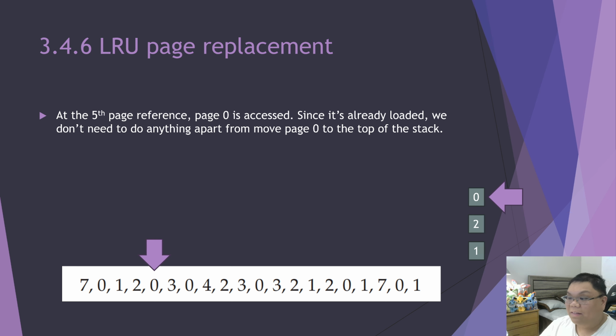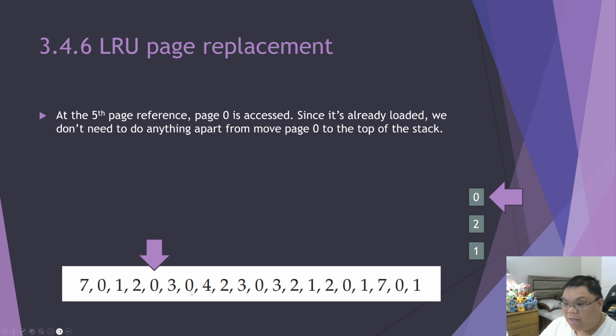That's it. And now we have updated this data structure, so it says that page 0 is the most recently accessed page. Least recently used keeps track of which page is at the bottom. The least recently used page at the moment is page 1.